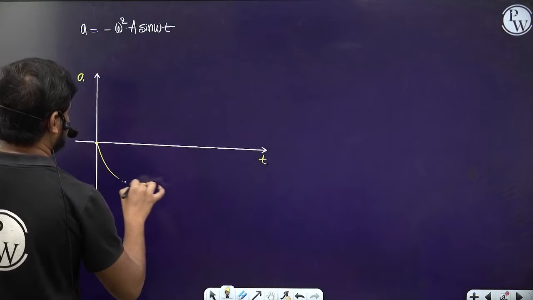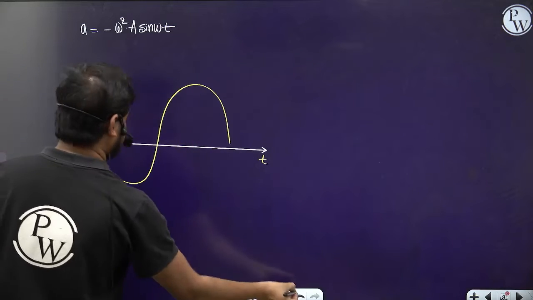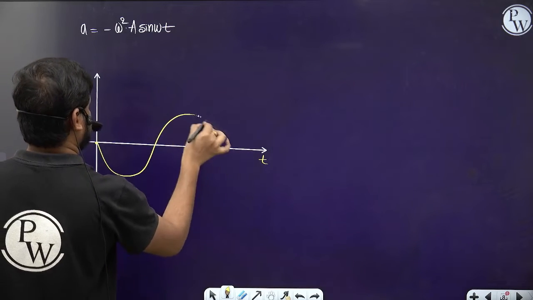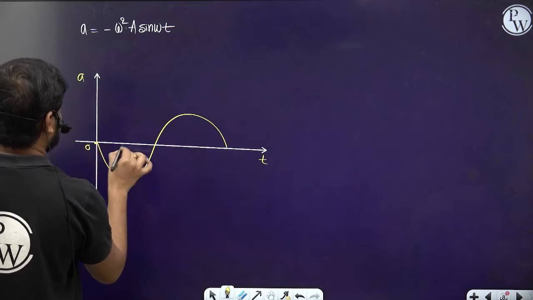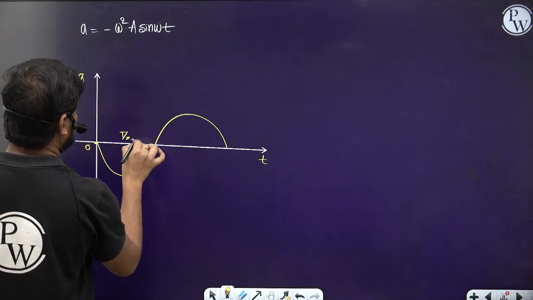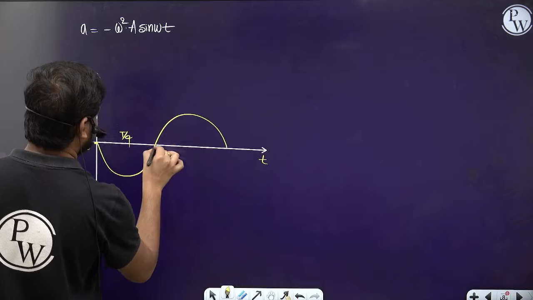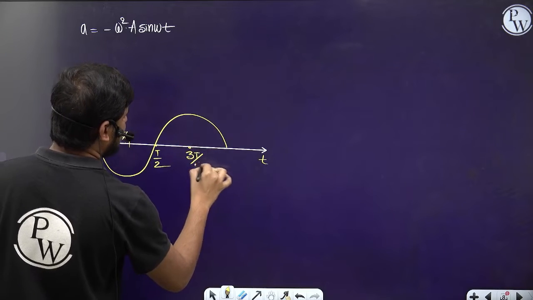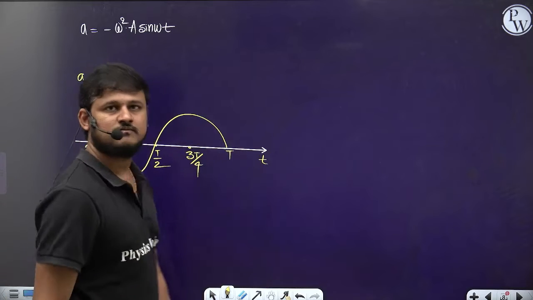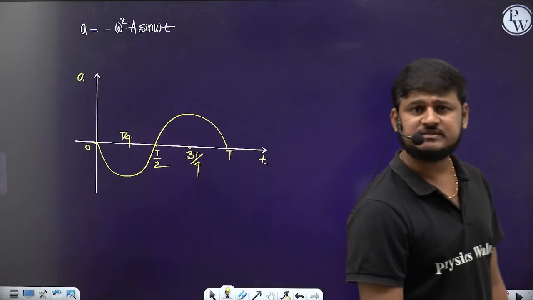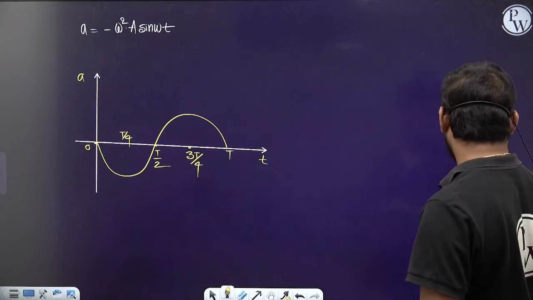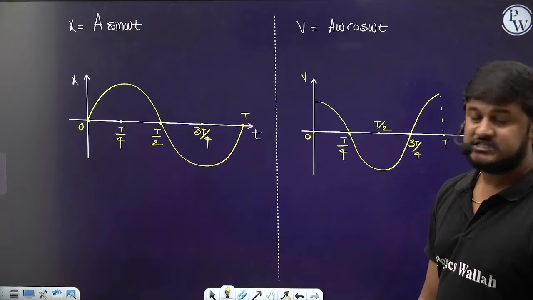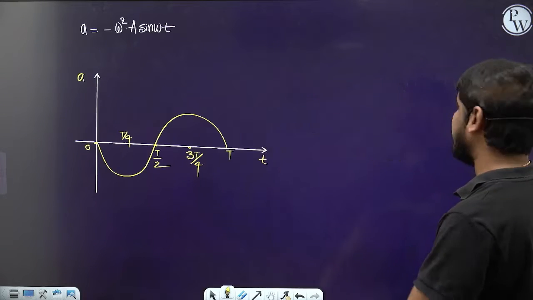So it starts like this, 0, and then T by 4, T by 2, 3T by 4, and then T. Understood, guys? Clear this part? So let's move further. This is about the displacement, velocity and acceleration graph.